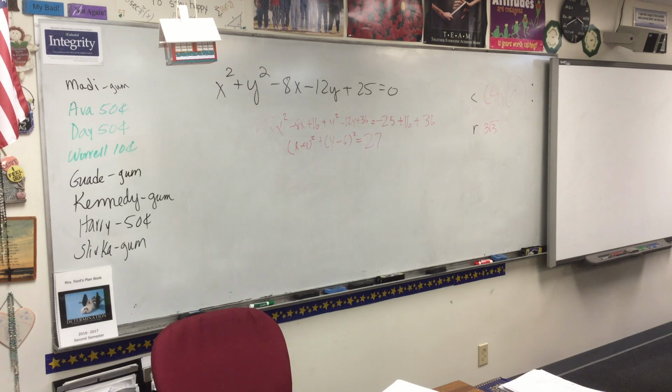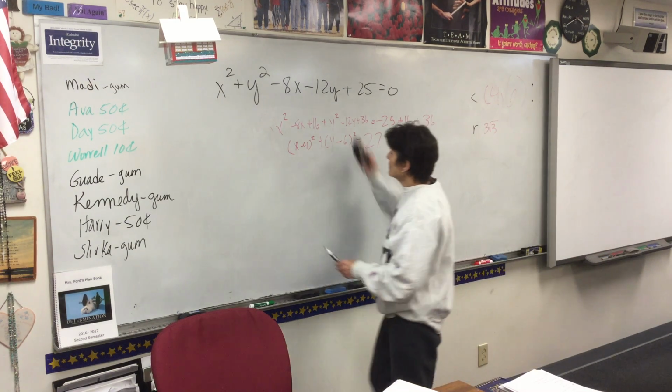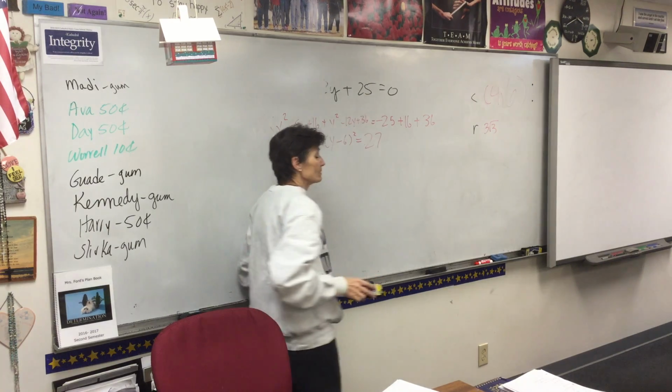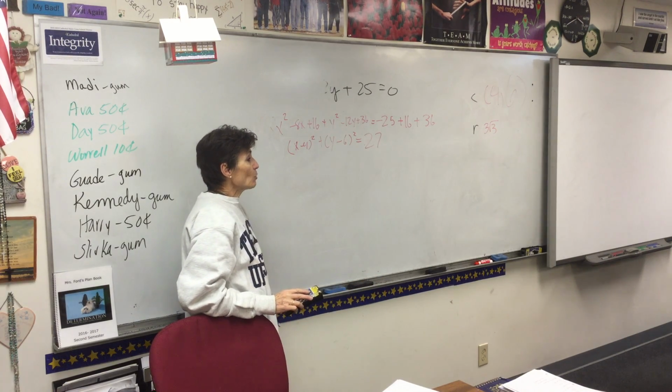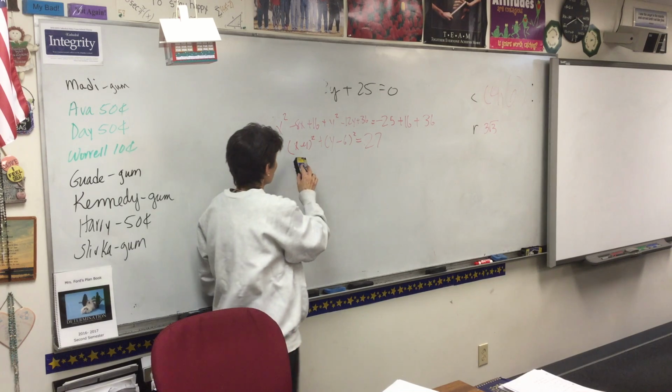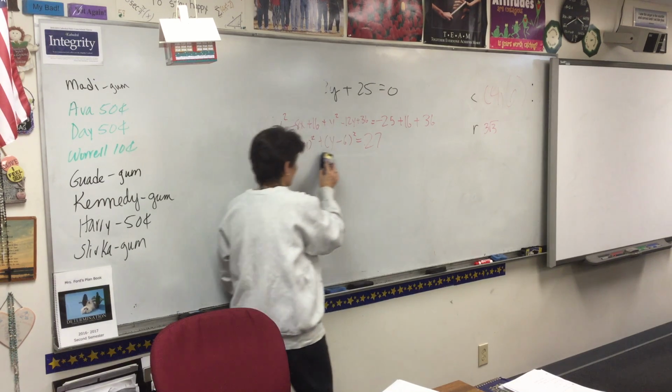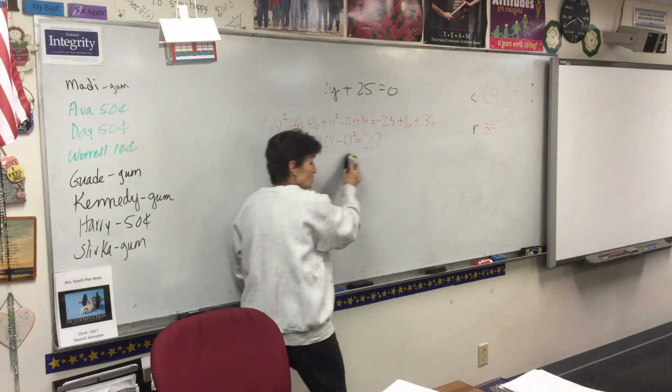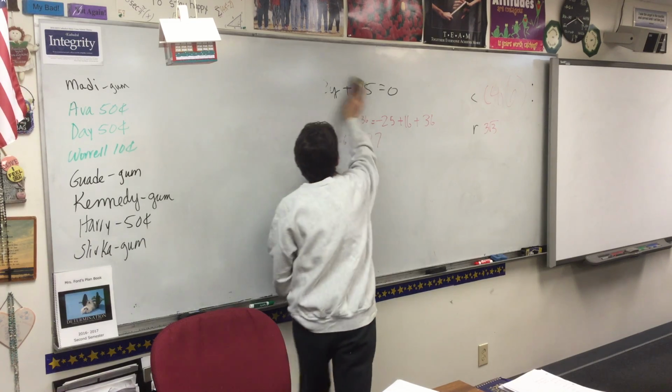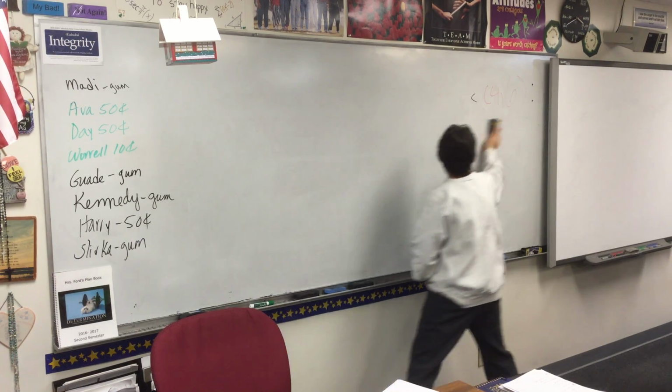All right. So we are going to write the equation of the circle. That means our answer is going to look like this. This is what I'm shooting for. So, what do I know about my circle?